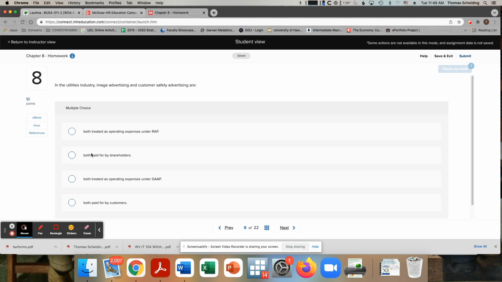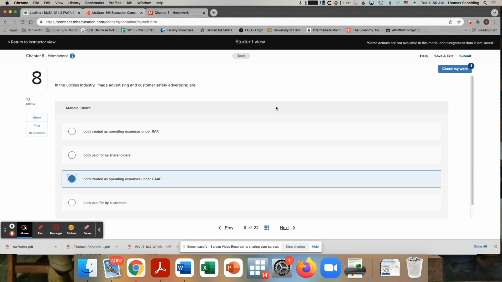Is it treated as an operating expense? I guess so. Now, if it's an operating expense, which it is, under which accounting principles is it an operating expense? It's an operating expense under GAAP. So this is definitional.